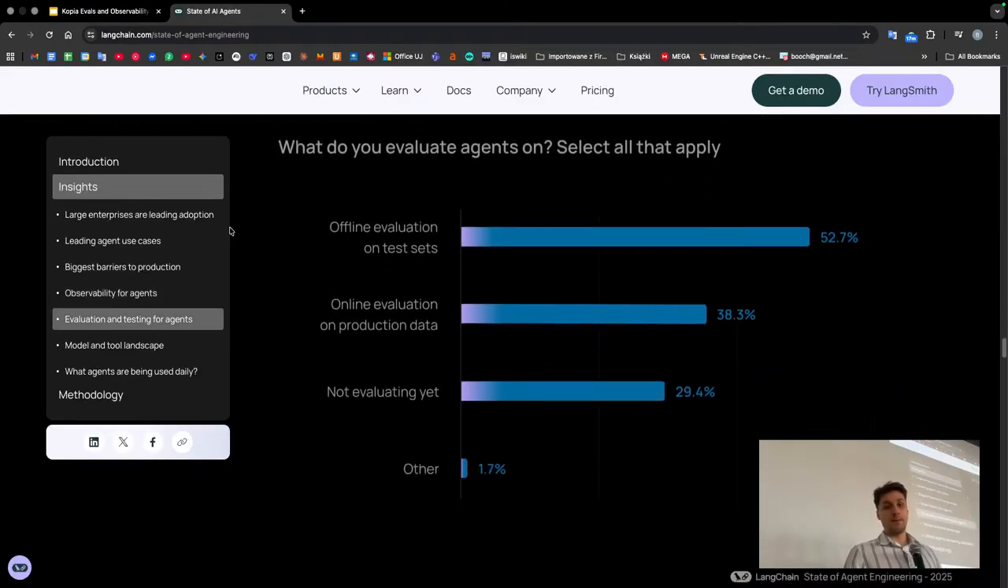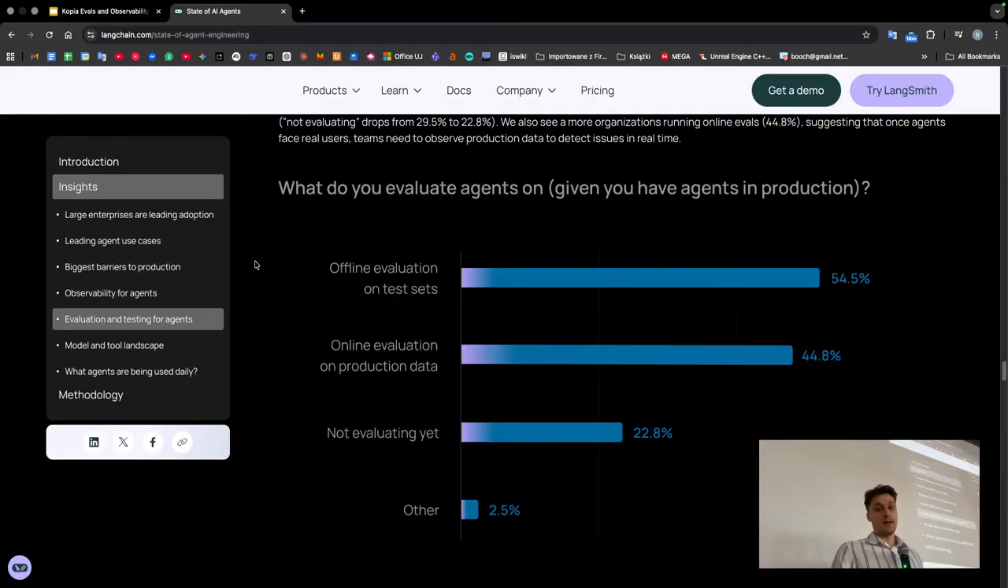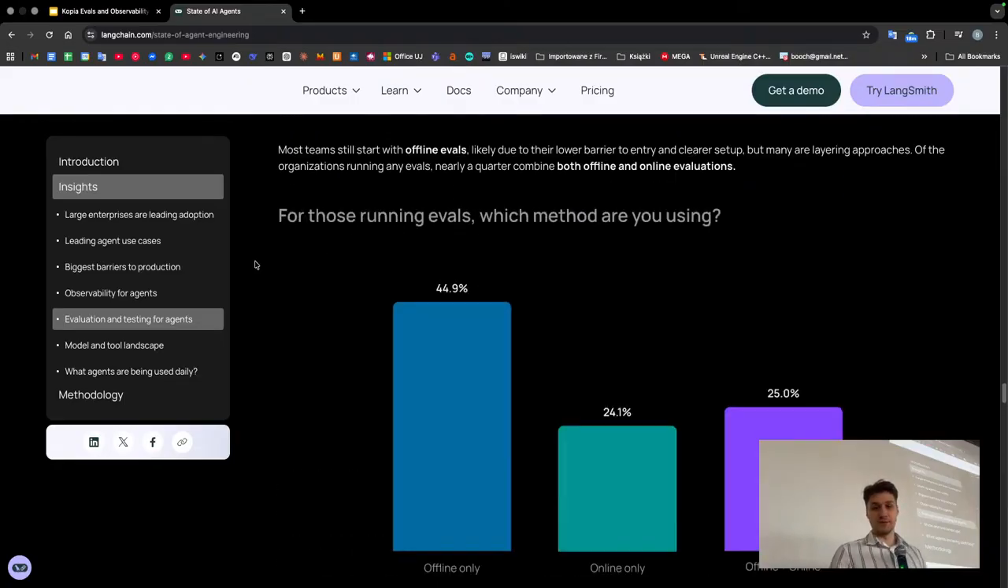And about evaluation, as you see, there are two ways we can do it: offline, online, or not evaluating yet. I think it's a good value because offline evaluation is the biggest number. That's probably because most of the agents are POC. In the POC phase, we can use offline evaluation, but in production we basically use online, so that's why we get this value. Yeah, basically that's what I was sure.